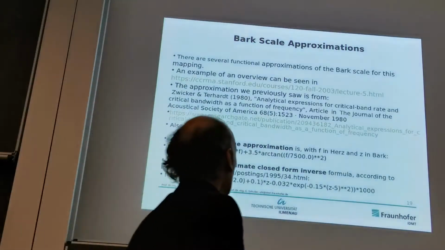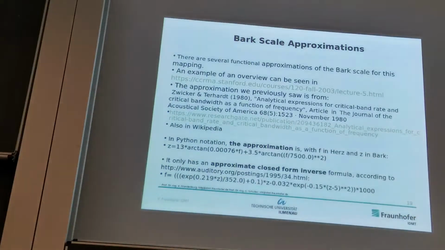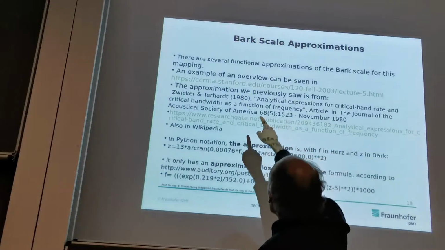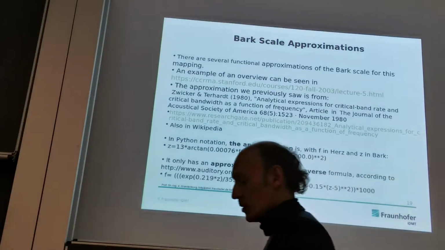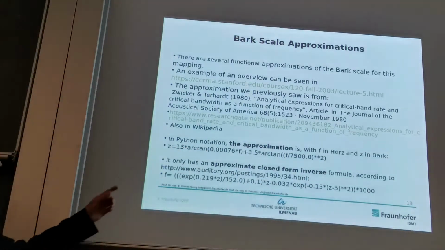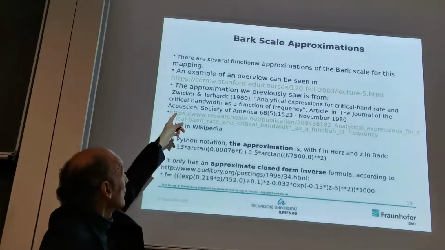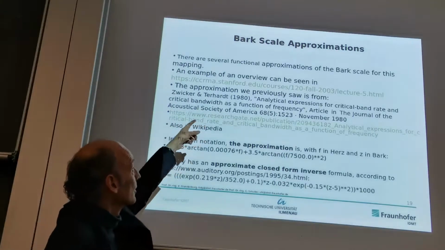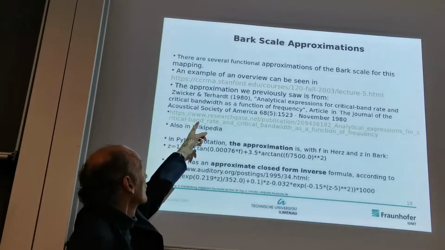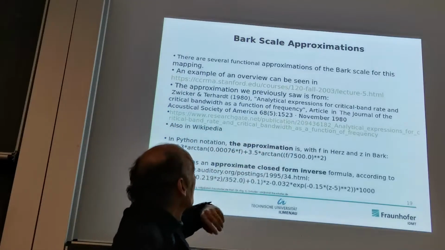Yeah, and there are several approximations of the Bark scale for this mapping, forwards and backwards. An example can be seen here in this link from Stanford, an overview. So it's actually interesting to compare the different approximations from Bark to linear and back. And the approximation we previously saw is from Zwicker and Terhardt in 1980, analytical expressions for critical band rate and critical bandwidth as a function of frequency.